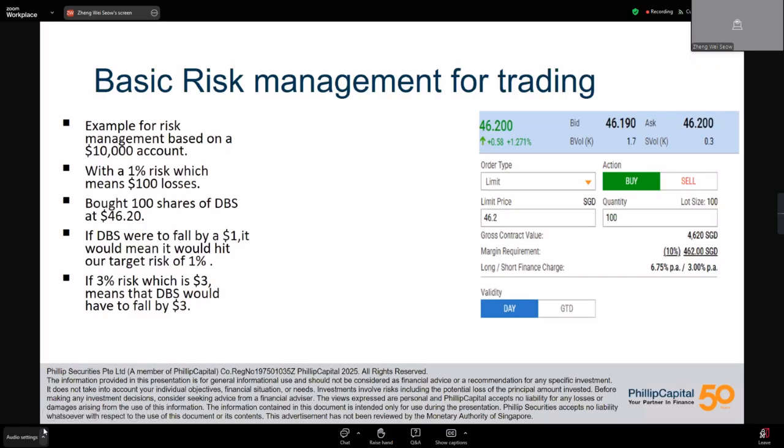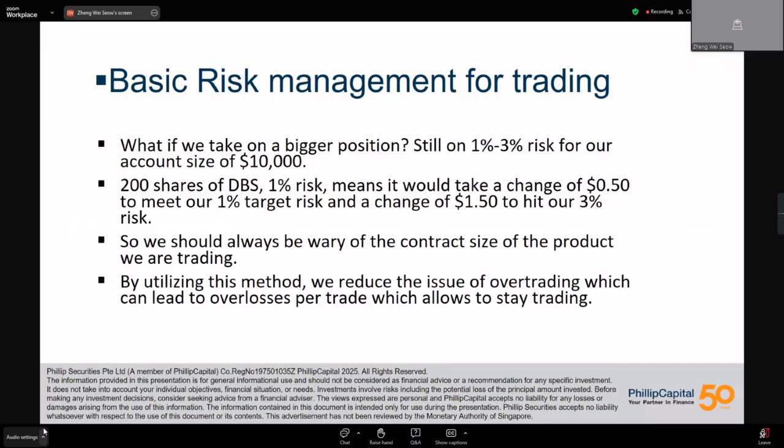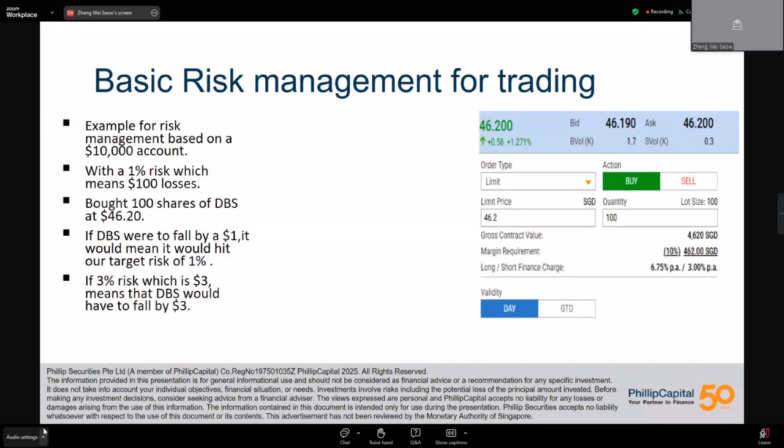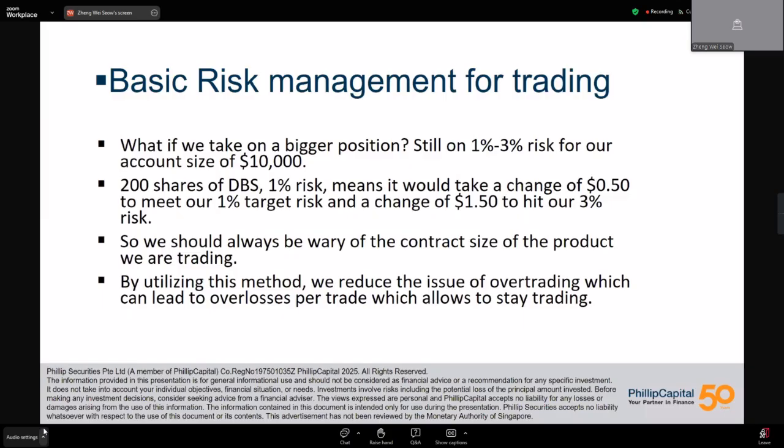This is understanding position sizing. For the next example, it will be the same thing, but what if we take on a bigger position? With leverage, we can take on a bigger position, but the 1 to 3% risk will change. If I have double the shares for DBS, a 1% risk means a change of 50 cents, compared to the previous $1. Reduce it by half, and we will meet our 1% target risk. And a change of $1.50 will hit our 3% risk.